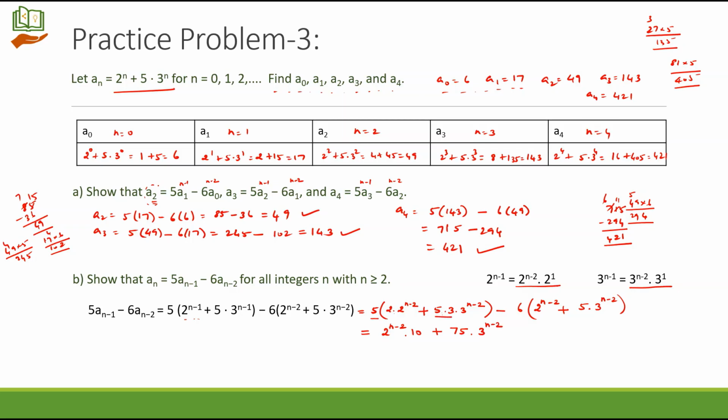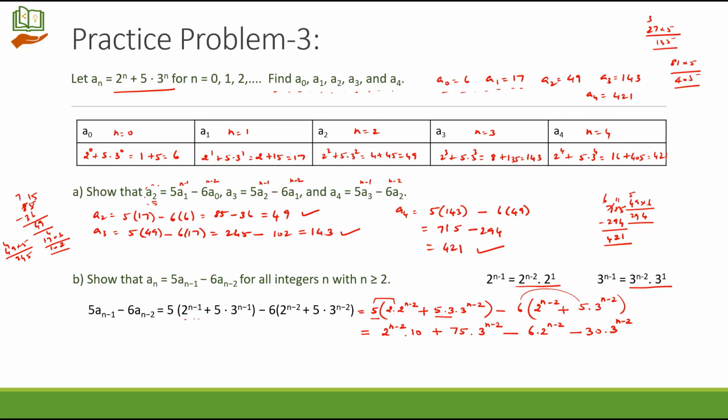So I am multiplying these three terms and I am multiplying these two terms. So this is 5 into 2 which is 10. Then 5 into 5 is 25 into 3 it is 75. We will have minus here. We will have 6 into 2 to the power n minus 2. Then this minus will go inside. 6 into 5 is 30. So we will have 30 into 3 to the power n minus 2. So this 6 is multiplied to this particular 5 along with the minus.